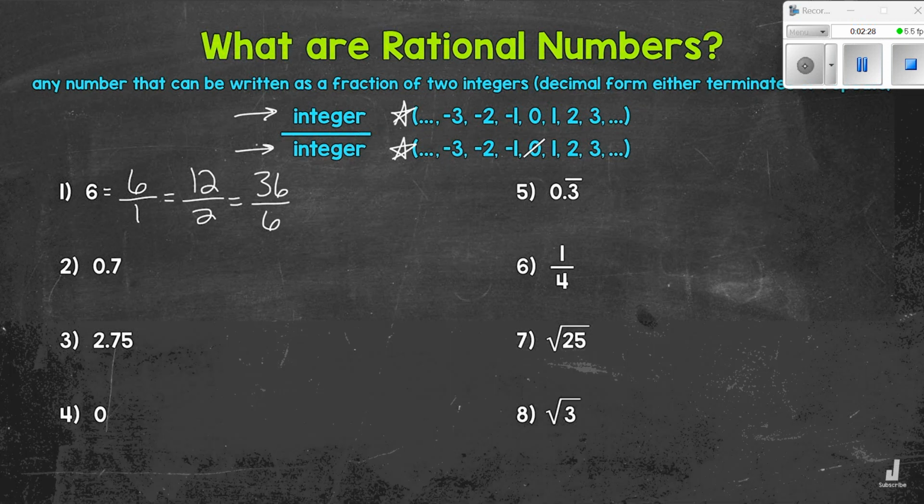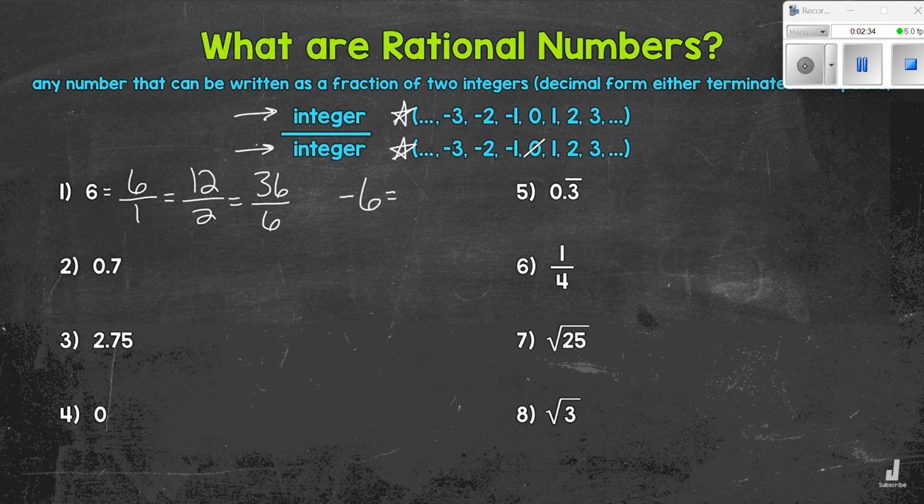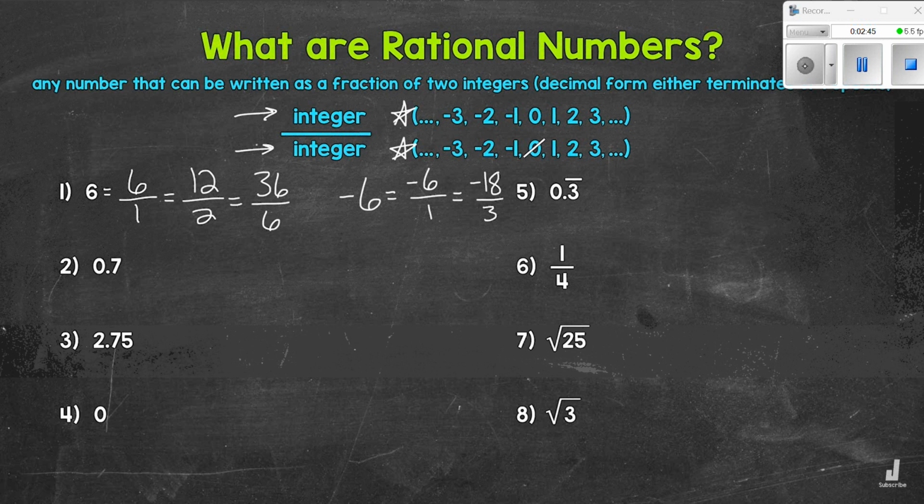What about negative 6? What about a negative number? Can we write this as a fraction of two integers? Yes. Negative 6 over 1 equals negative 6. Or negative 18 over 3 equals negative 6. So negative 6 is a rational number as well.